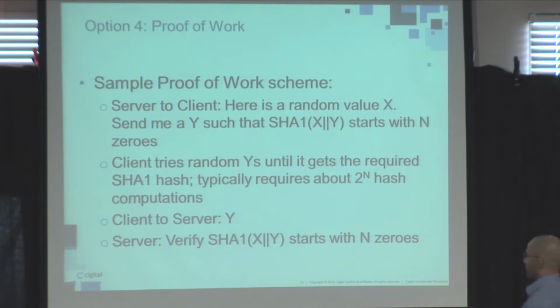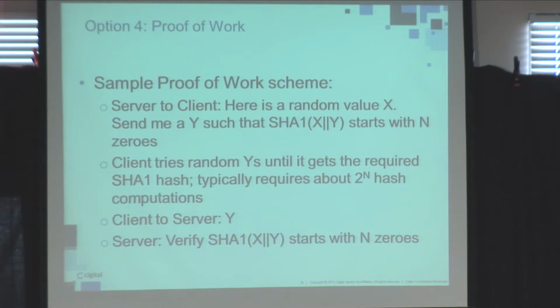Then the client sends the value y to the server. The server just generates one hash, x concatenated with y, and makes sure that it starts with n zeros. So now the client has to do a lot of work to find that value y, on average. The server has to just verify one hash.